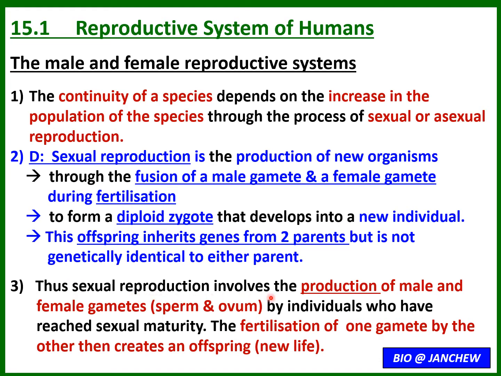Thus, sexual reproduction involves the production of the male and female gametes, such as the sperm and ovum, by individuals who have reached sexual maturity. And then after that, the fertilization of one gamete by the other creates an offspring or creates new life. So now let us study the reproductive systems of humans, right? The male and female reproductive systems of humans.